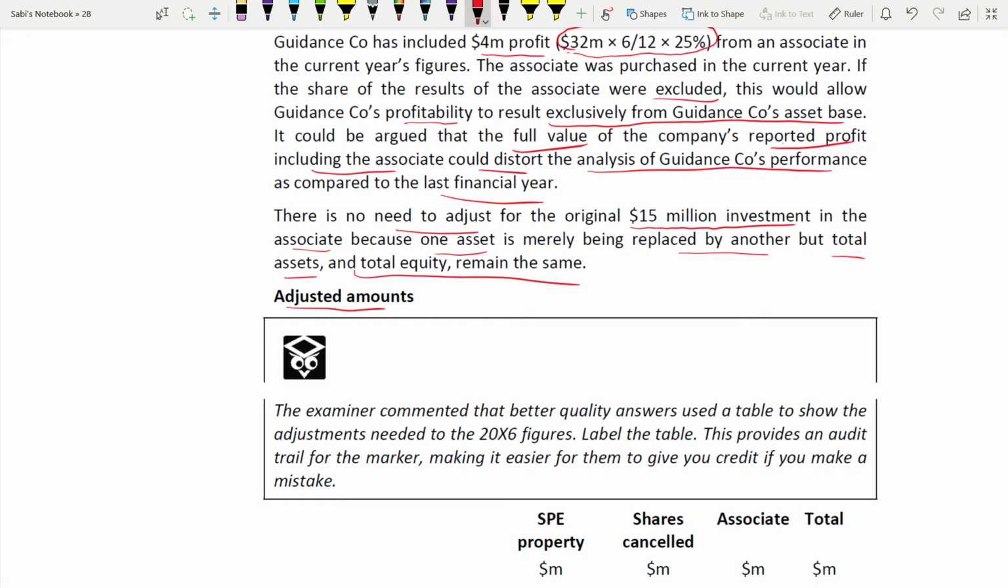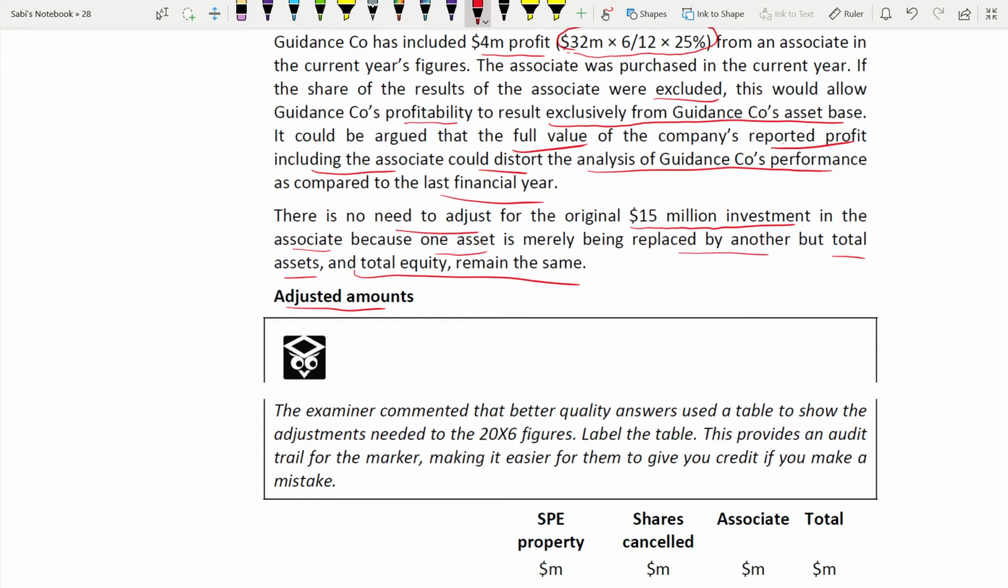For example, the last paragraph. Why you don't have to adjust the 50 million original investment? Because you are replacing one asset with another. For example, you are giving up the property, but you are buying an associate. It's an investment in an entity. It's an asset. So one asset is being replaced by another. Therefore, the total assets and total equity remain the same.